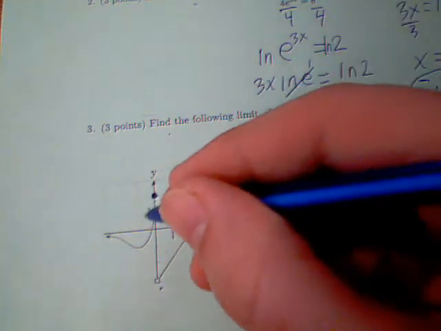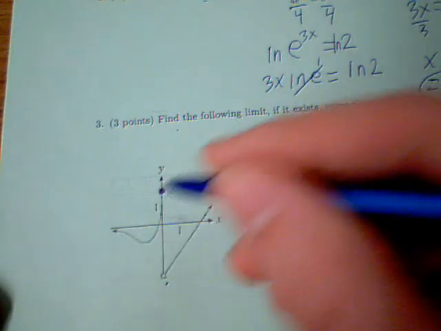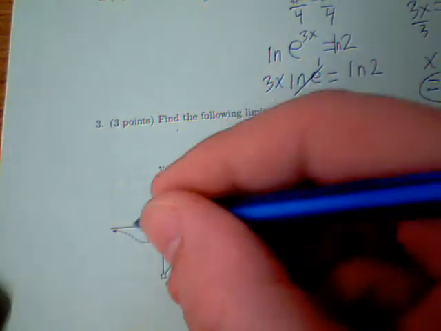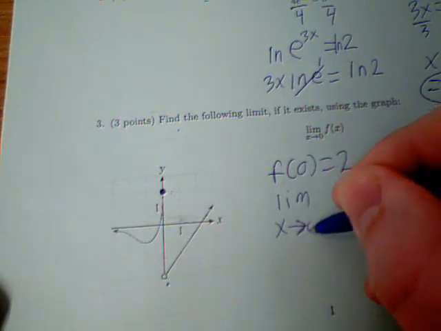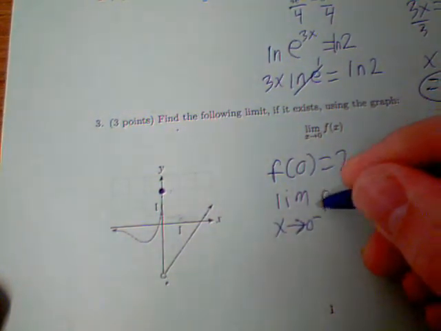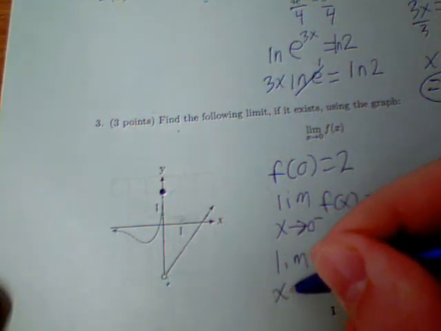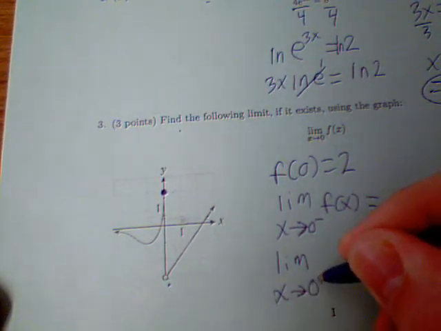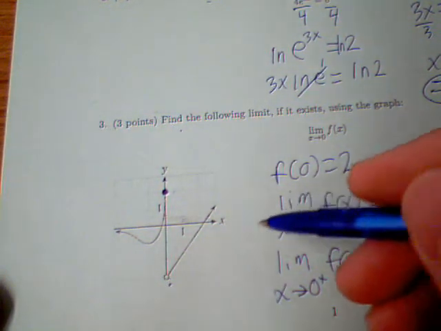To find the limit, I have to look two ways. I have to look from the left: the limit as x approaches 0 from the left of f of x. Now I want to find the limit from the right. Okay, so I look from the left first.